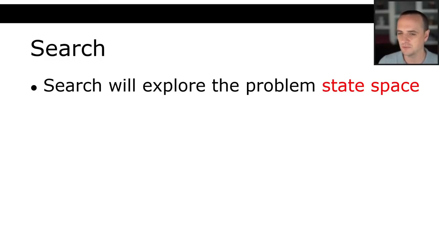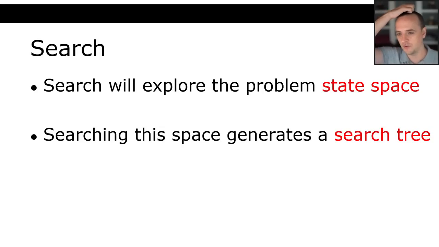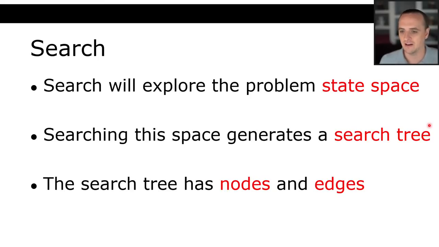Remember we talked about state space last time? The state space is the set of all possible configurations of states. So the process of searching the state space is going to generate what we call a search tree. Okay, so it's a tree of actions leading to new sequences. And the search tree is going to have nodes, and it's going to have edges, okay?